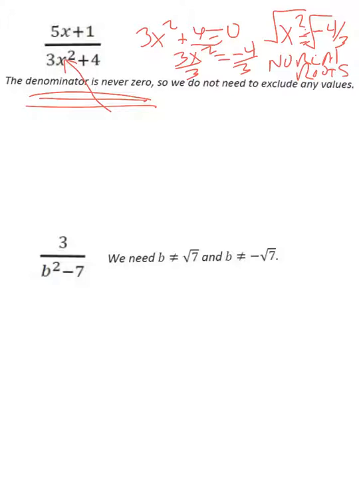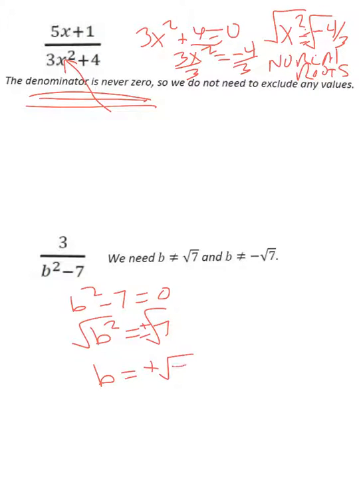Okay, that works. The last one I want to take a look at here is this one. And I've got b squared minus 7. So I take b squared minus 7 and I set it equal to 0. Which means when I bring the 7 to the other side, I get b squared equals positive 7. And then I take the square root. And of course, we're taking square root as plus or minus. So b is equal to positive square root of 7, or b could be negative square root of 7.